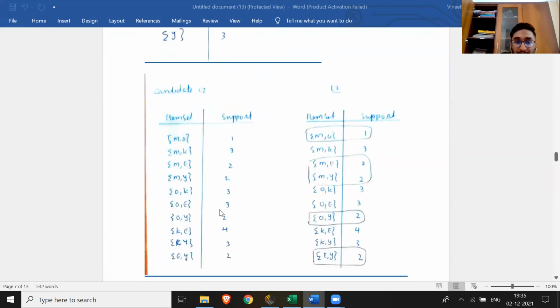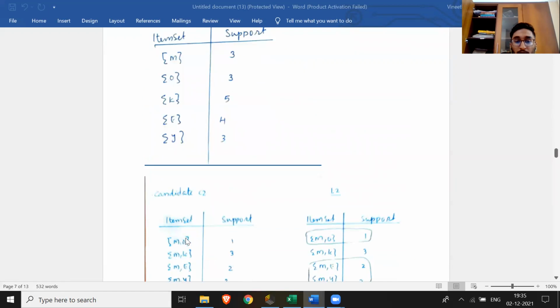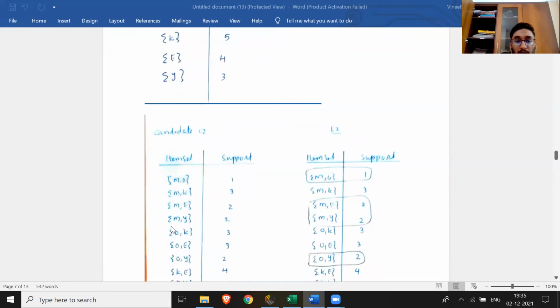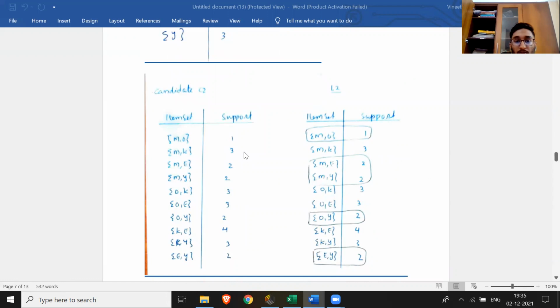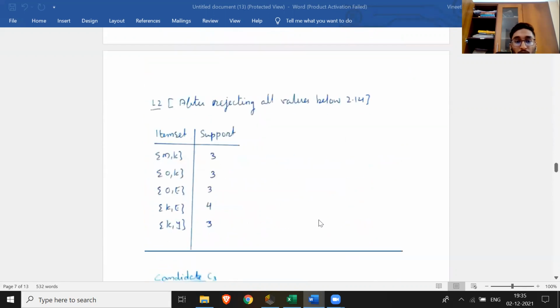The same thing is done again, but this time we take 2 values in the item set. So we have MO, MK, ME, MY, OY, etc. And we calculate the support, how many times M and O occur together in the item set. So we find the support values like that. Then, as we have done before, we reject all the values below 2.14. Same story here. We reject the first transaction, the third one, the fourth one, and these other transactions. We reject all those values, and we form a new table again, now with all the updated values greater than 2.14.